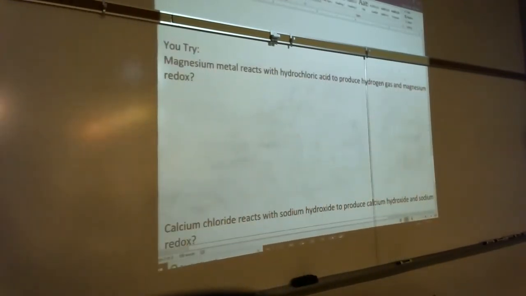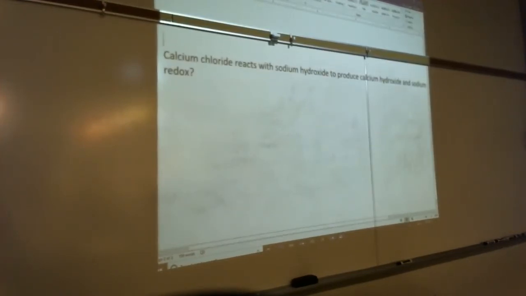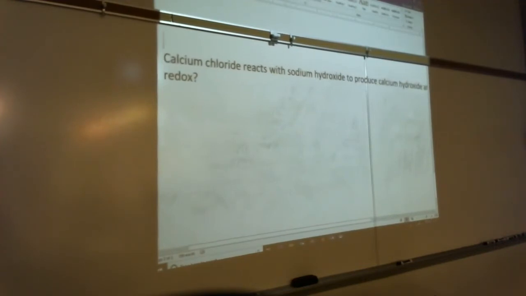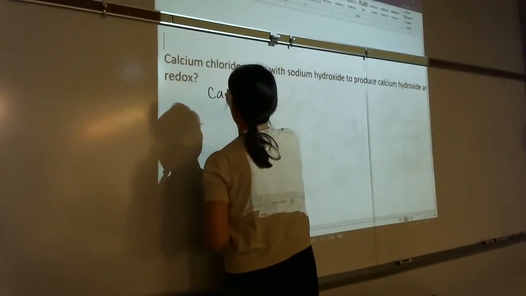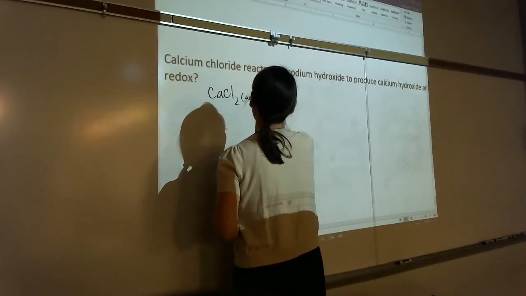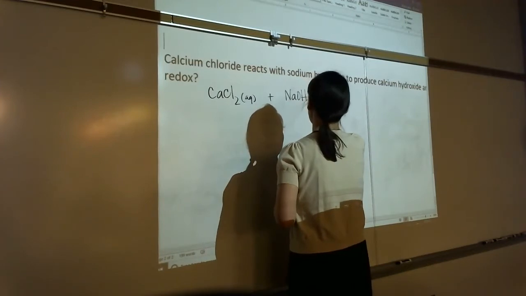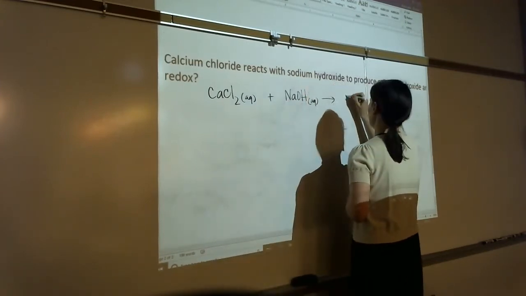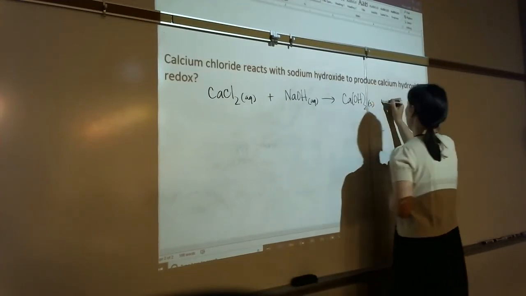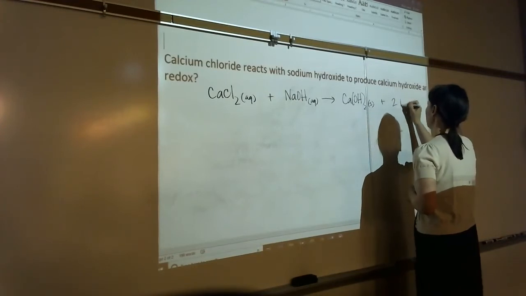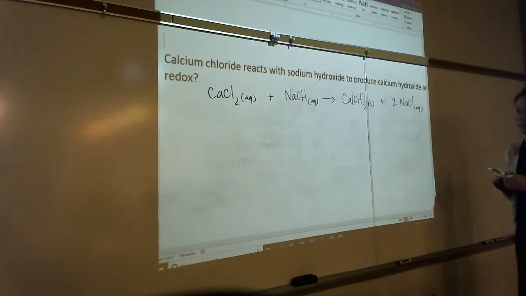Calcium chloride reacts with sodium hydroxide. I wouldn't have to tell you the products of this reaction because you could figure this out on your own. This is just double displacement. Calcium chloride is CaCl2. That would be a solution. Reacts with sodium hydroxide. So that would be a solution. You're producing calcium hydroxide. So that would be a precipitate. And sodium chloride should be aqueous. And I want to know, is this redox?